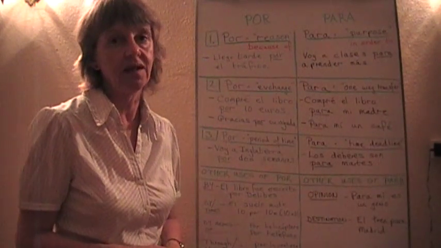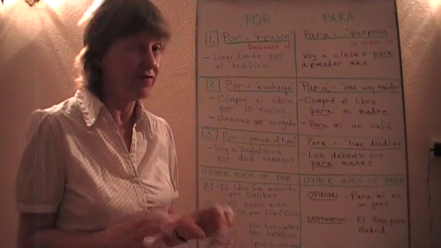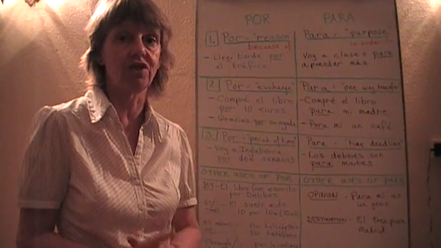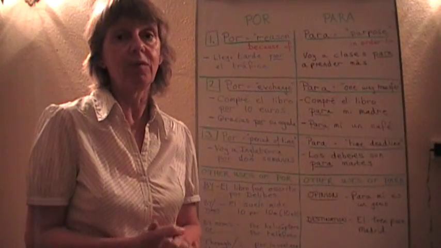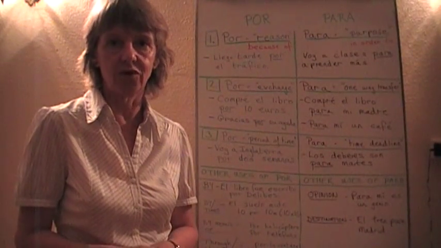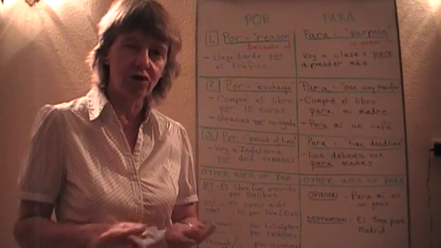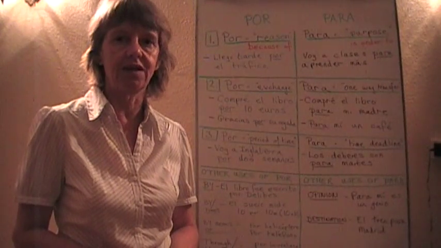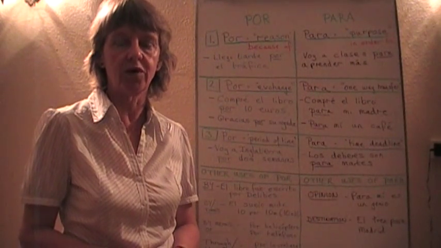So as you can see, there are a lot of fiddly bits. There's three main sections I think we could divide it in. Our problem, of course, is the translation. Very often it translates as for, but hopefully that will give you a reasonable basic idea of the two different concepts of por and para.